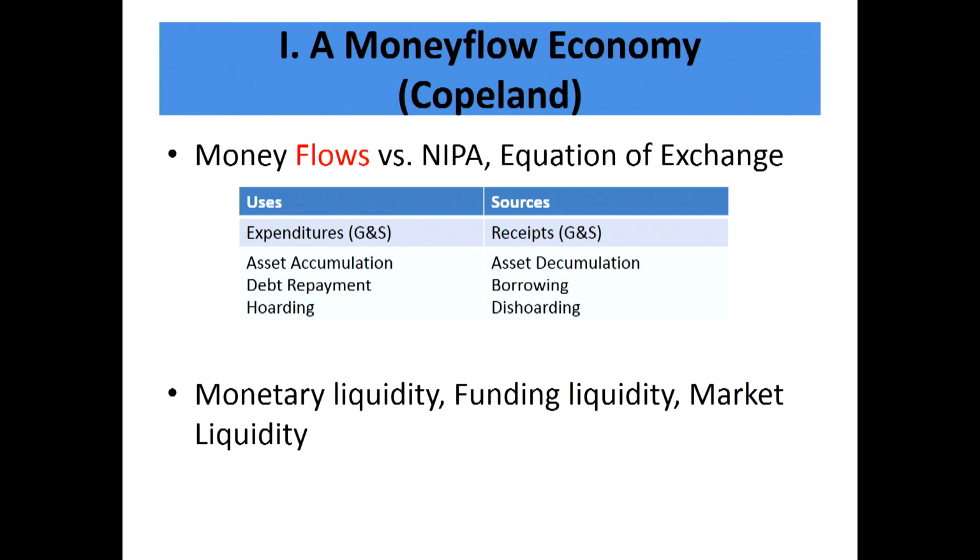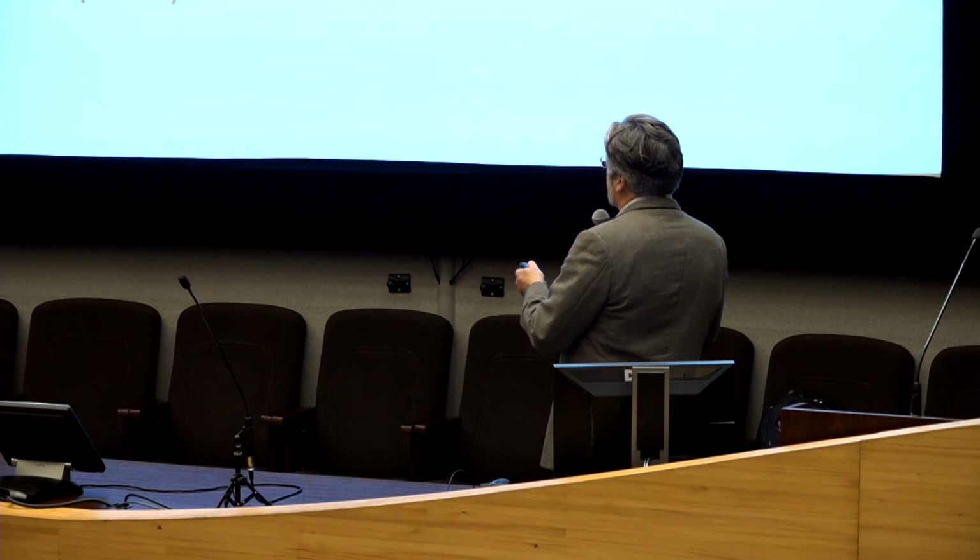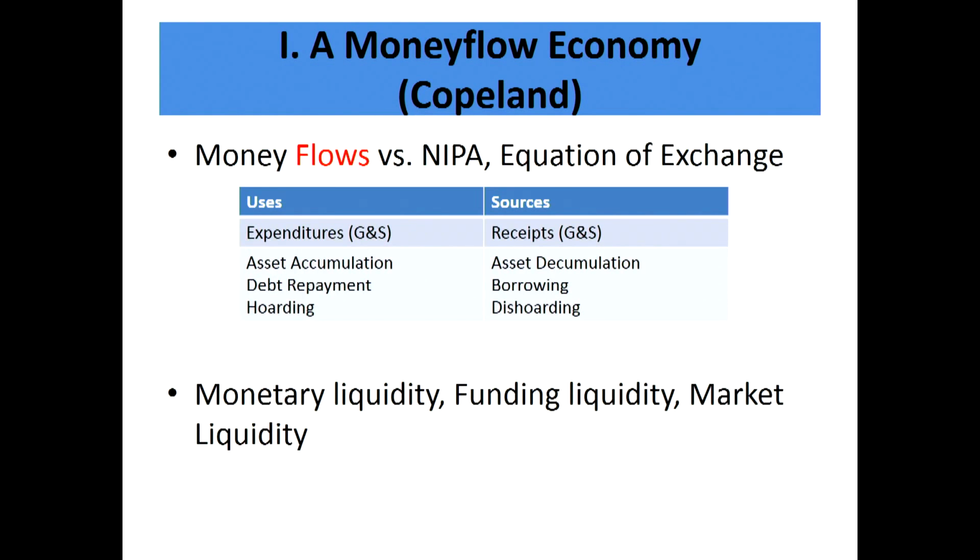He distinguished between sources of money and uses. Sources and uses, these are flows, and you can see there are 4 different categories here of uses and 4 different categories of sources. The first line there is receipts and expenditures. G&S stands for goods and services. So this is, if you will, the real economy.